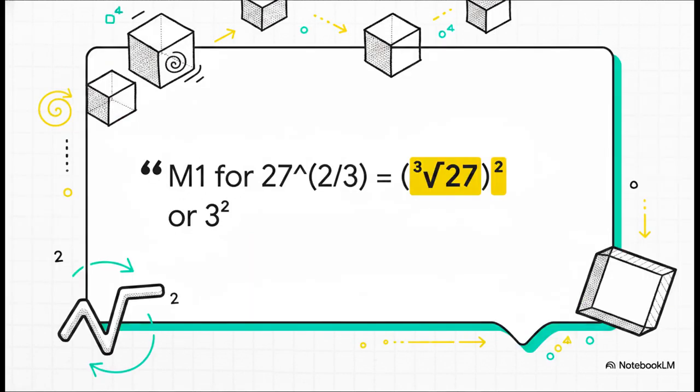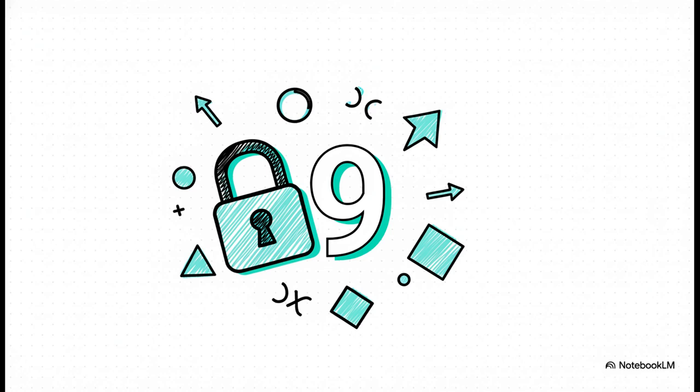And listen, this is exactly what gets you marks in an exam. The official mark scheme says you get an M1, that's a method mark, just for writing this down, for showing that you know you need to find the cube root and then square it. It's a huge clue into how to get full credit. So there you have it. The first part of our problem is just 9. Easy enough? Let's hold on to that number.